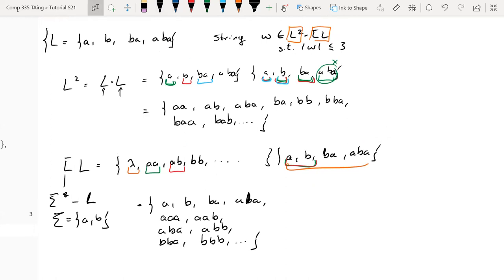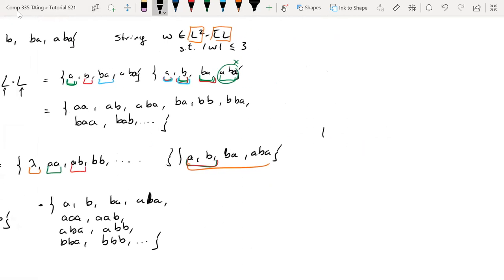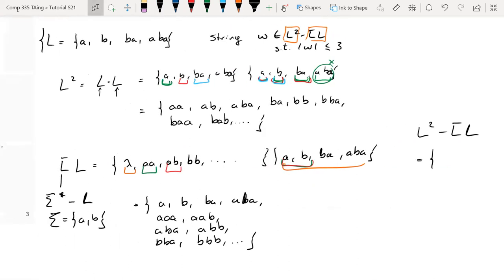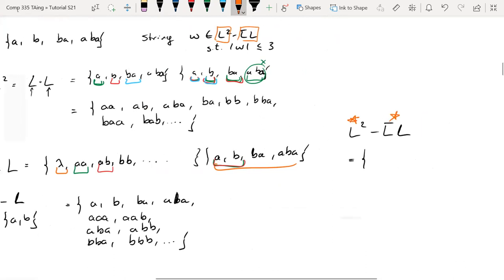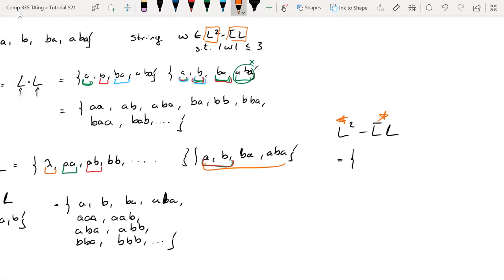So now the only thing I need to do is take the difference. So L square minus L complement L. So what is that going to give me? Essentially, remember what the difference is. It's everything in this one that's not in this one, right? So what are those? Well, AA is not in here, so I can add it. Then AB is also not in here, so I can add it.